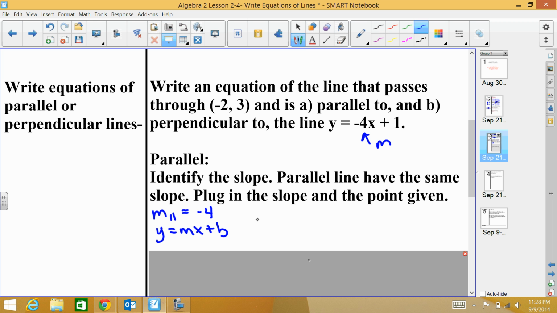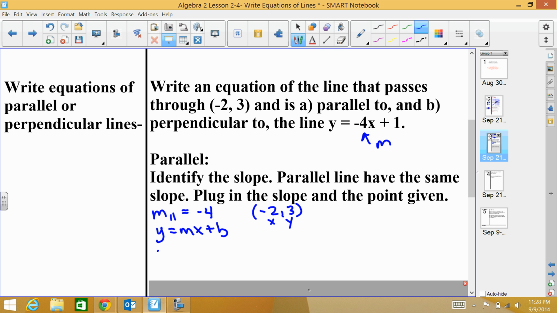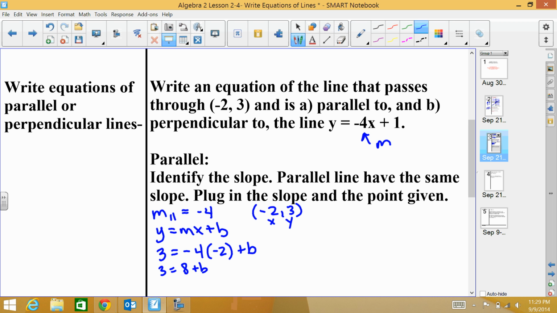So we would use the point -2, 3 as our x and our y, and we would use -4 as our m, and we're just going to plug those in to our equation. So we would plug in 3 for y, and then we would plug in -4 for m, and -2 for x, and then we have plus b. So right now, if we work this out, we need to solve for b. So we would get 3 equals 8 plus b. Okay, then from here, if I want to solve for b, I would subtract 8 from both sides. So I would get that b equals -5.